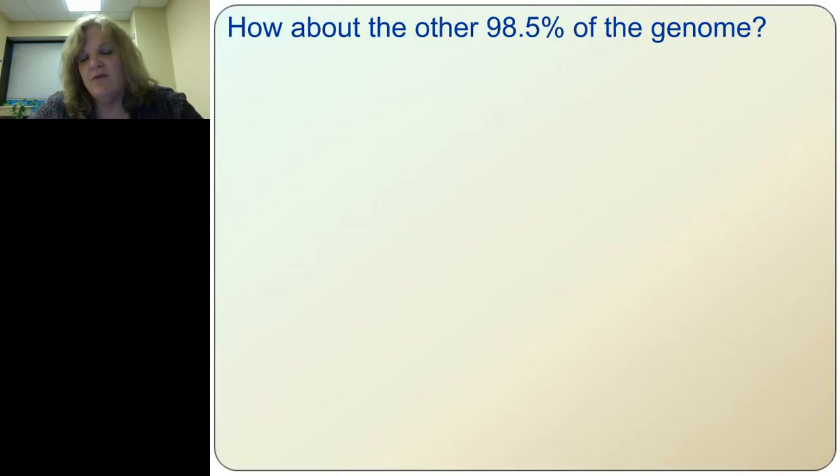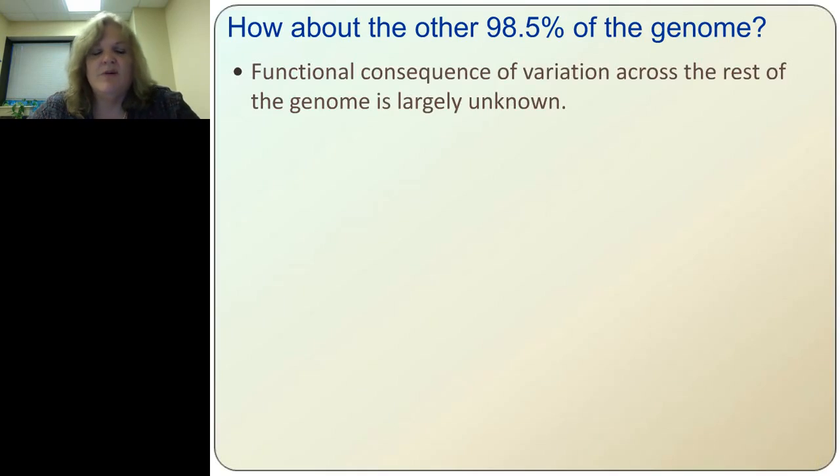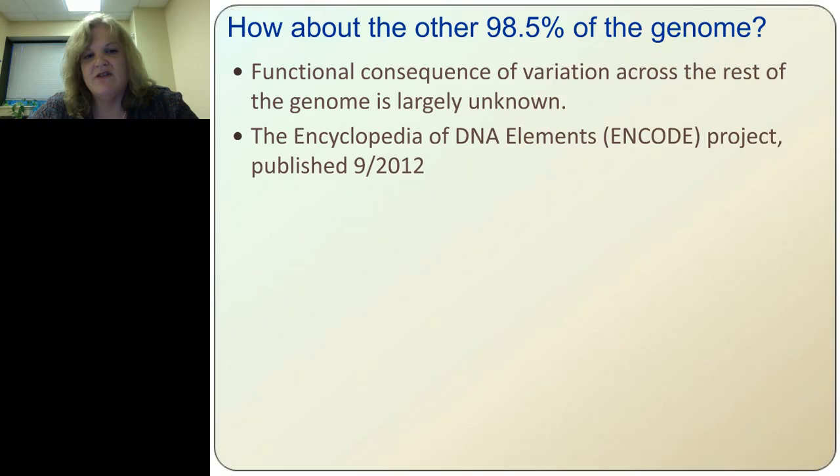So that's about the 1.5% of the genome where there are exons and we may have variations that might cause disease. But for the other 98% of the genome, we don't really have an idea of the functional consequence of variation across the rest of the genome that is not exons that produce proteins. We don't really know how that affects the function of the genome.